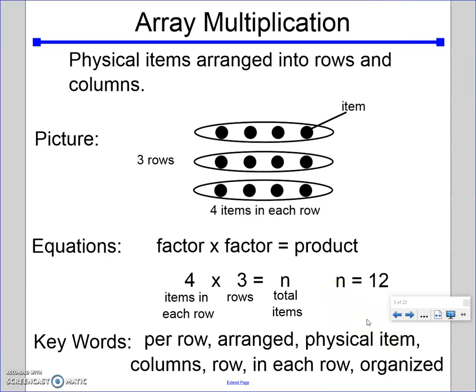Key words that let us know a problem is an array problem are the word row or per row or in each row, sometimes the word arranged or organized to show that we are arranging the items into rows, and of course there will be some kind of physical item. It could be a cat, or it could be cats, or it could be cars, or it could be candies. It could be any item, physical items that you would actually put in rows.